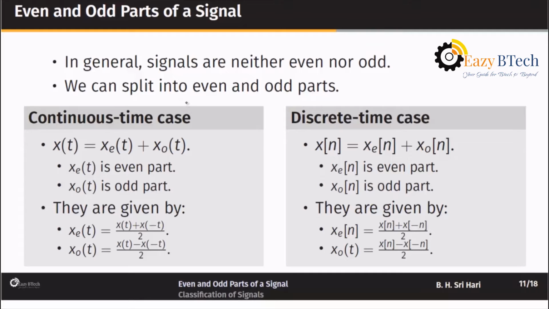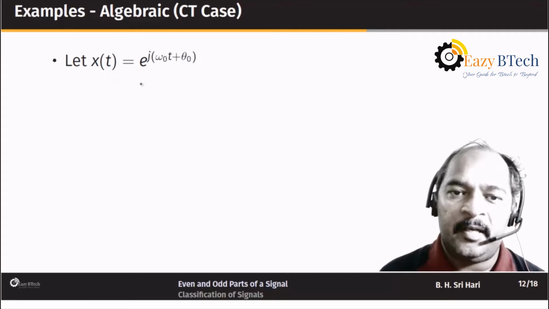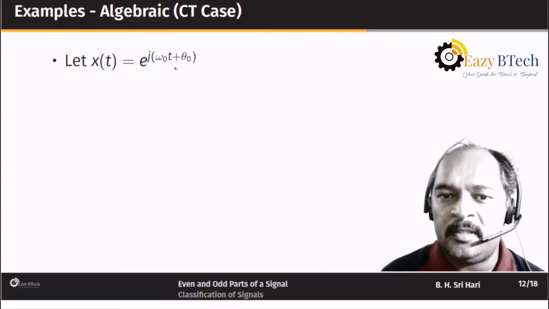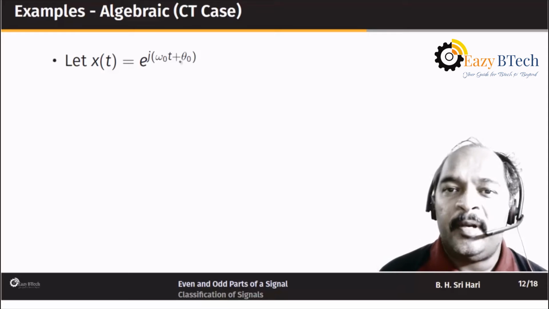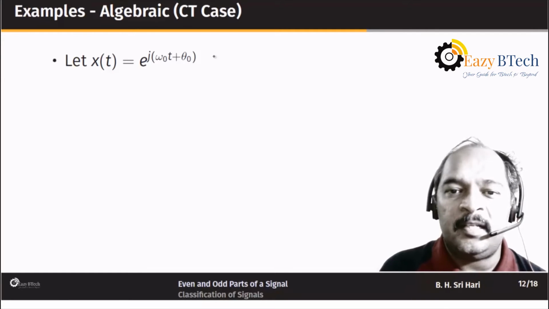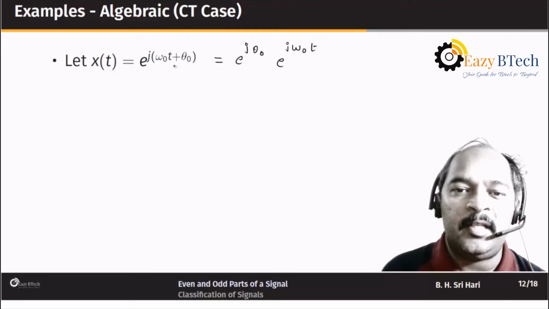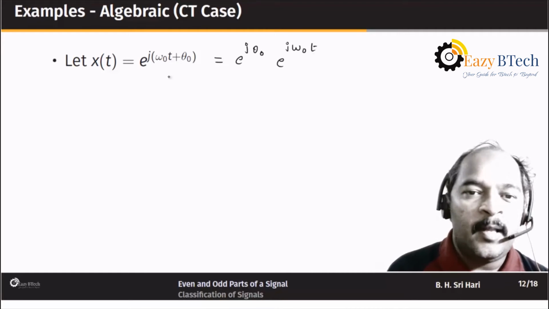Let us try to understand these concepts with the help of a few examples. Let us take the first example to be x of t equal to e power j omega naught t plus theta naught. We are asked to evaluate the even and odd part of the signal. Before we jump into the solution, let us write this as e power j theta naught into e power j omega naught t, because we can split the signal.